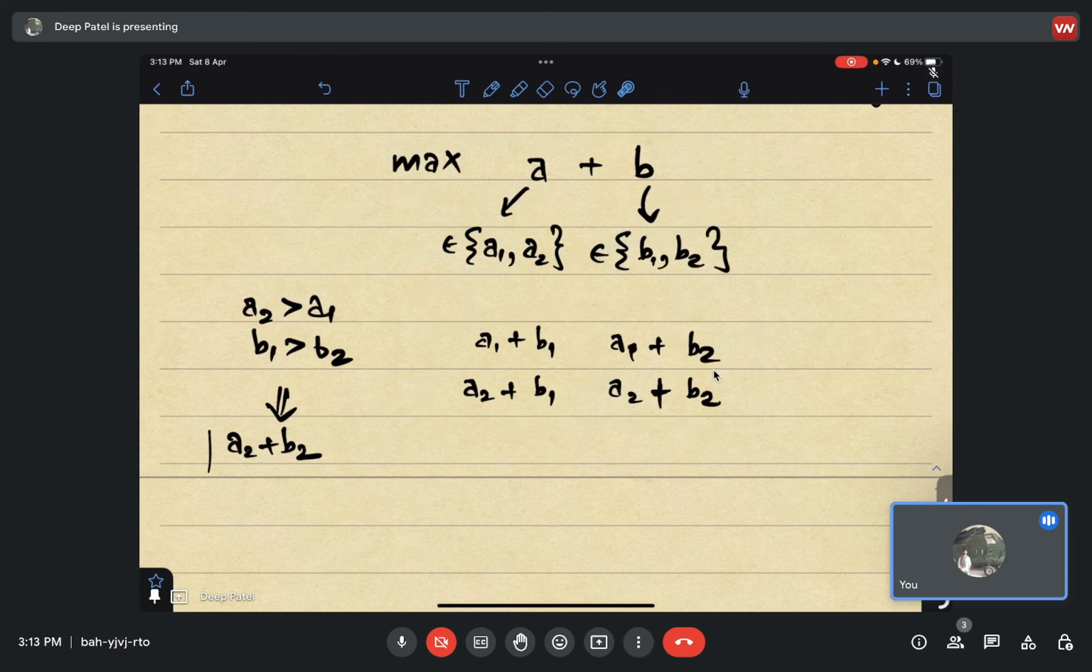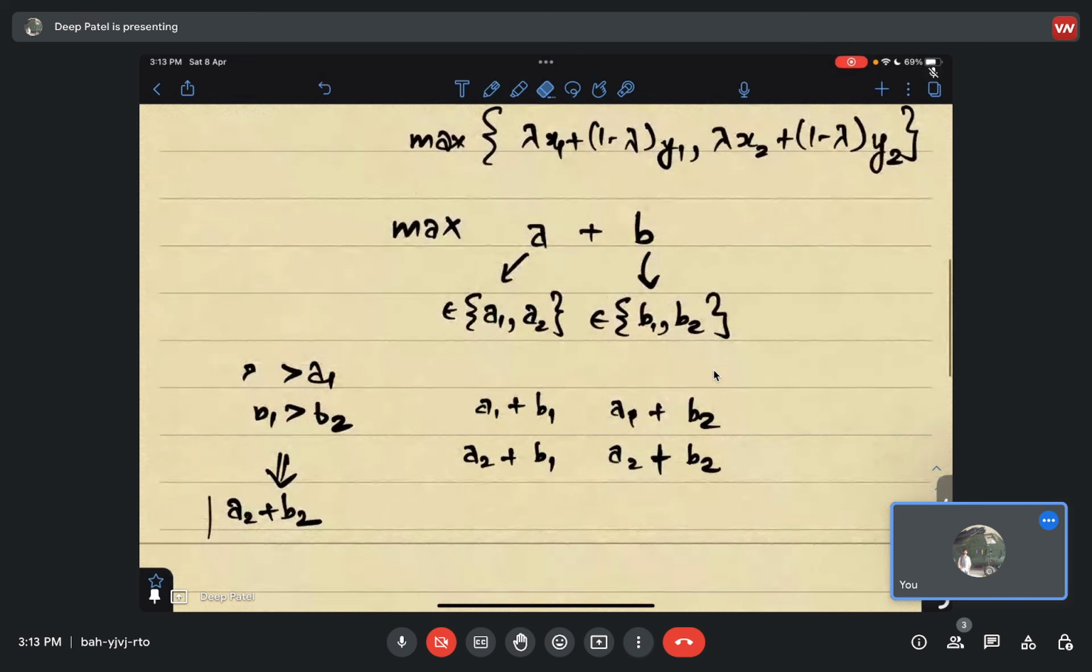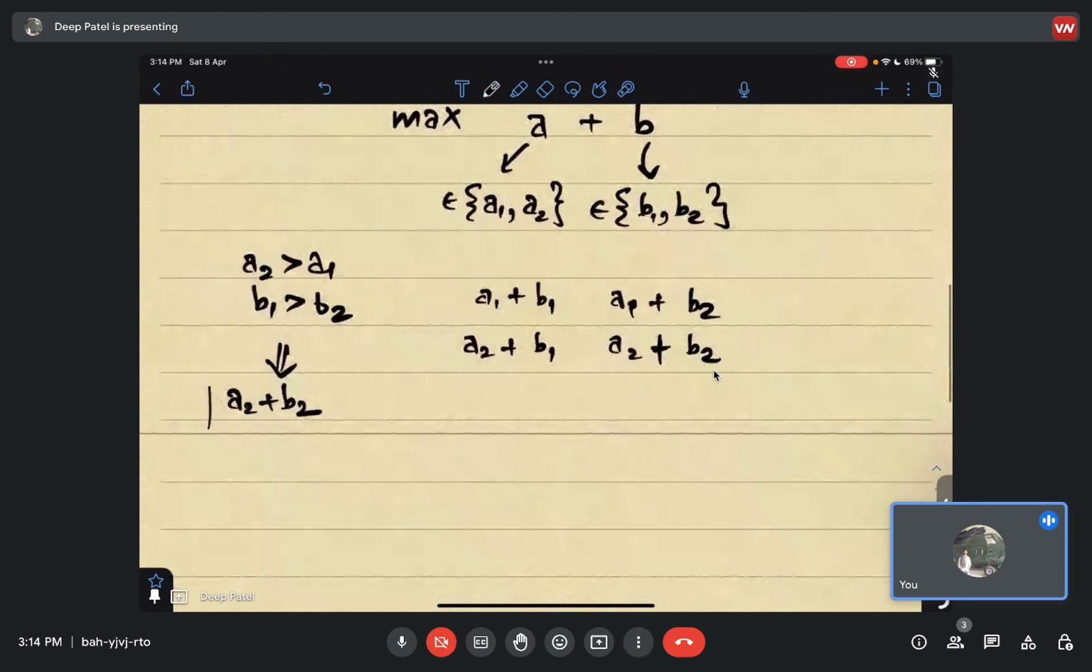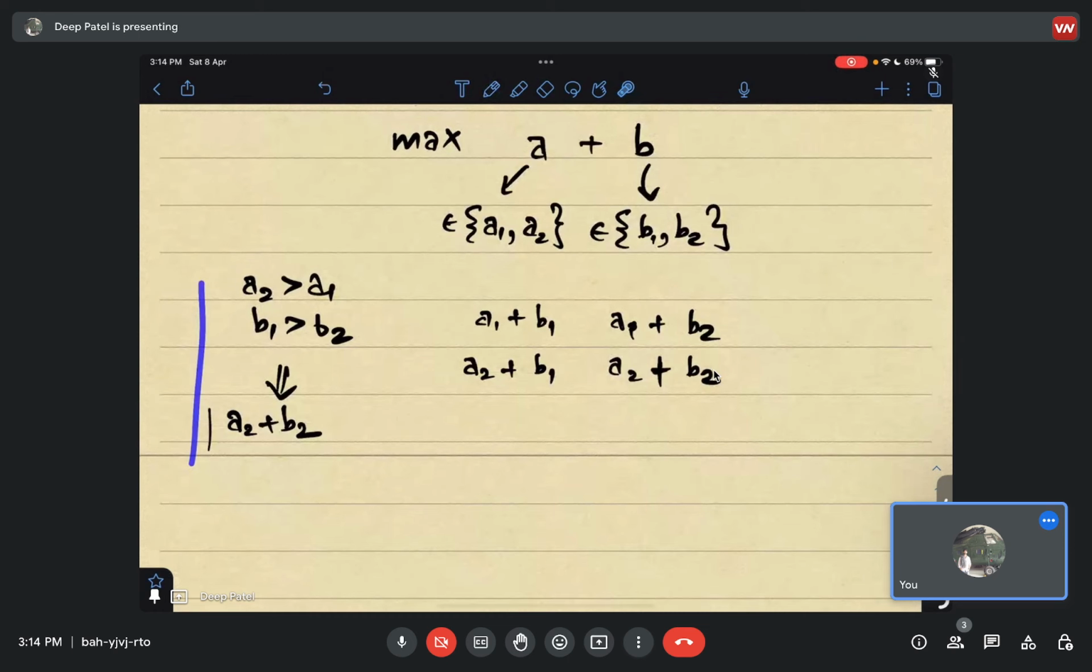But one question here. In this case, I have not said whether these a1, a2, b1, b2 are strictly non-negative. Let's say I haven't said that. Will that cause a problem if some of them are negative values?